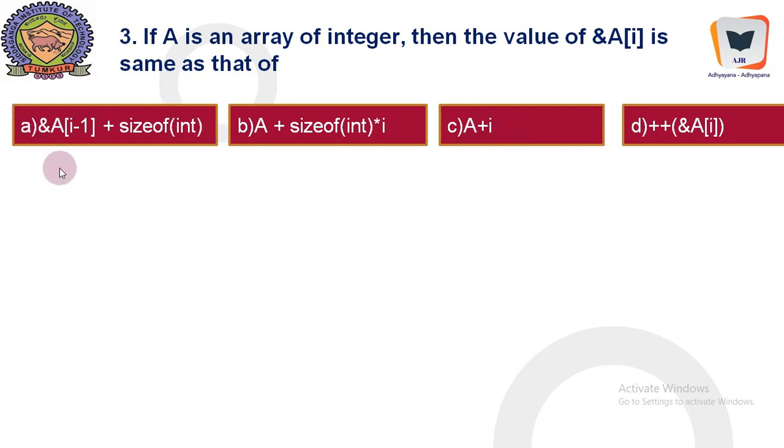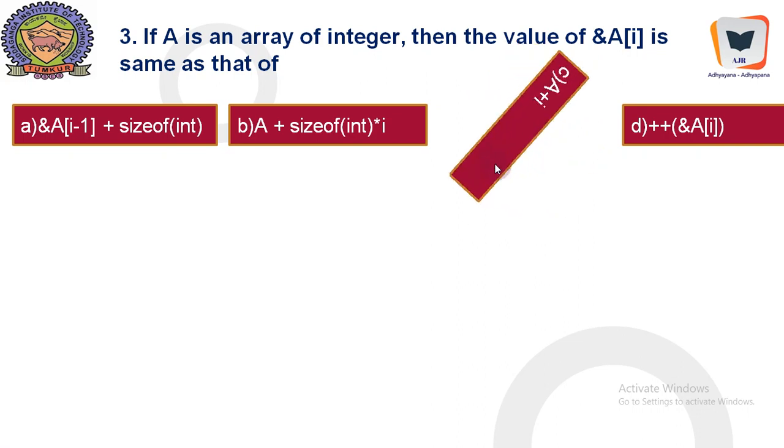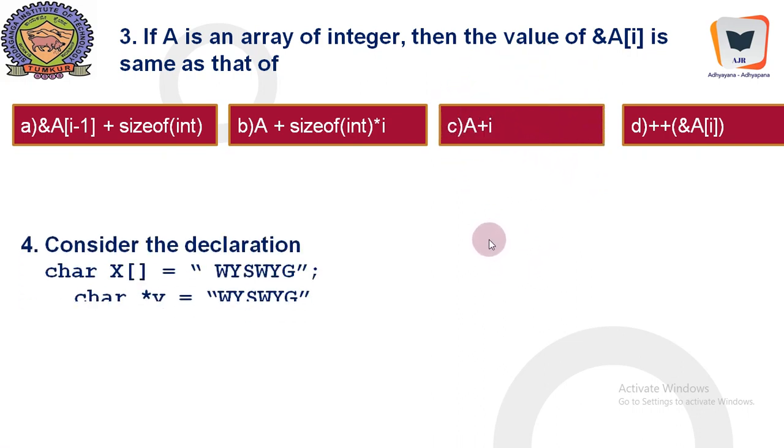All other options will take us to a particular location, because this is &A minus 1 plus size of int. Okay, it will take us to that particular address. But here the question is the value of &A[i], which is nothing but A+i. So you have to jump to that particular location in order to get the value of the address. Okay, that is the thing. So therefore this is the correct answer, A+i.